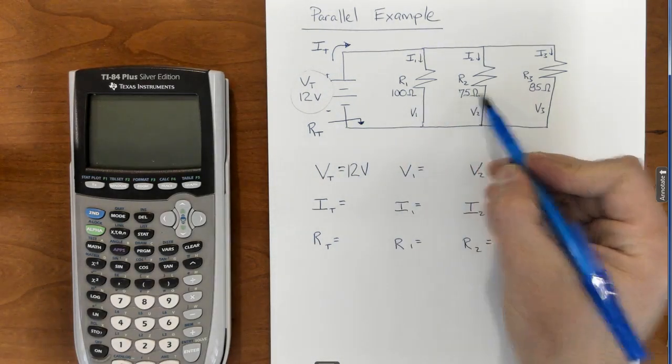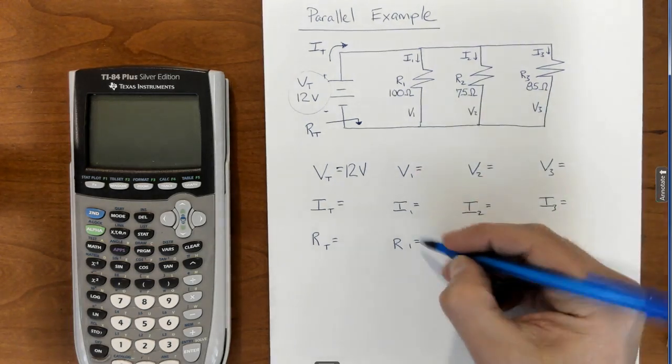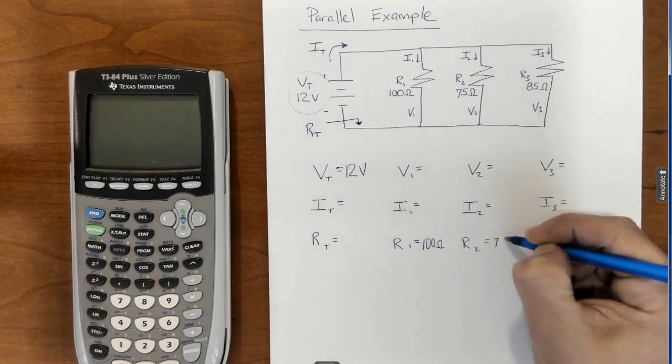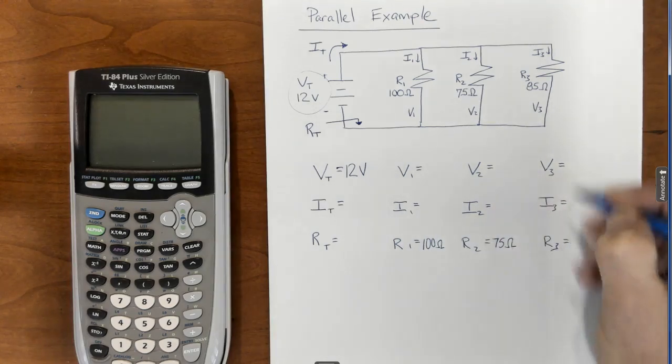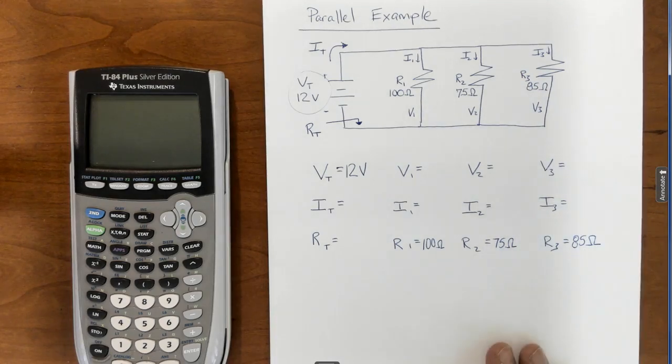I see the total resistance, I'm sorry, not the total, but the individual resistances are given to me. 100 ohms, 75 ohms, and 85 ohms. And that looks like it. Right? Didn't give you anything else.